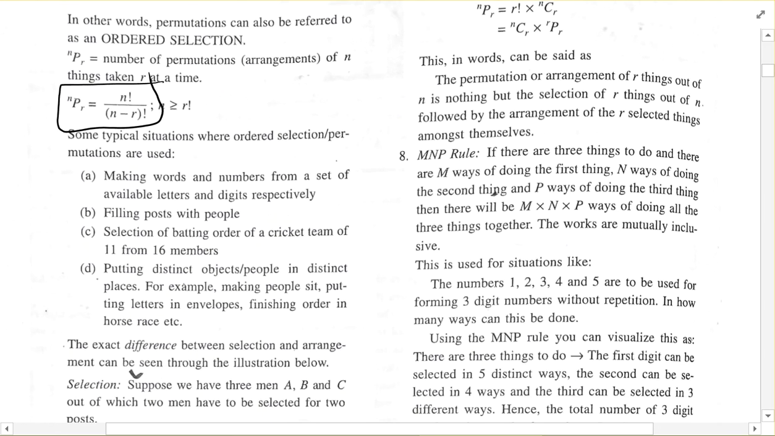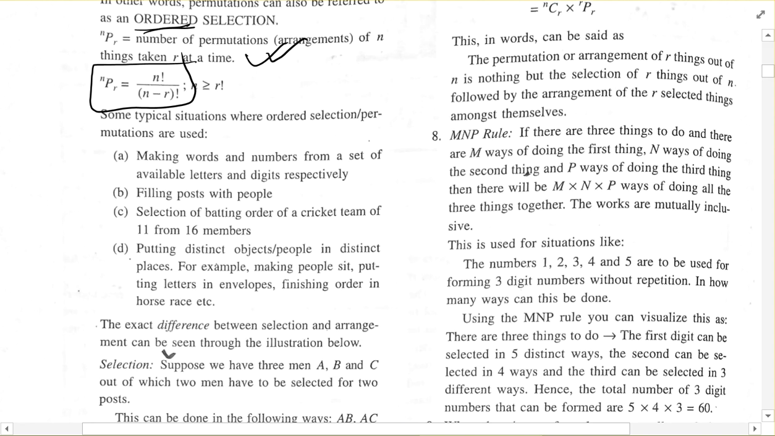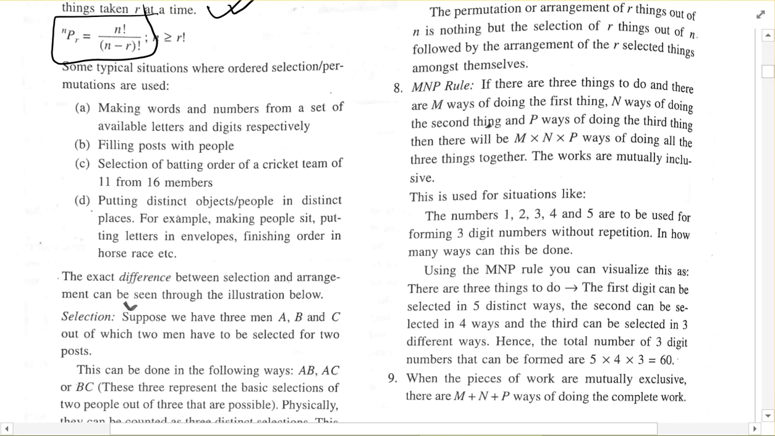In other words, permutations can also be referred to as an ordered selection. If the selection is accompanied by order, then it is permutation. NPR is equal to the number of permutations of n things taken r at a time. Some typical situations where ordered selection is used: making words and numbers from a set of available letters. When I am making a word, the order of letters becomes very important. Filling posts with people, because a particular post will be allotted to a particular person, so order is involved.